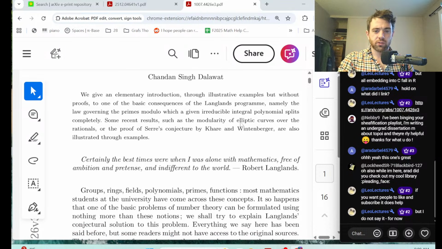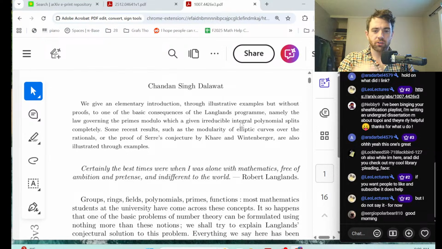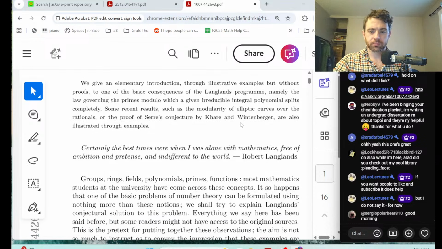Splitting primes. We give an elementary introduction through illustrative examples, but without proofs. Oh, this looks like a cool document.